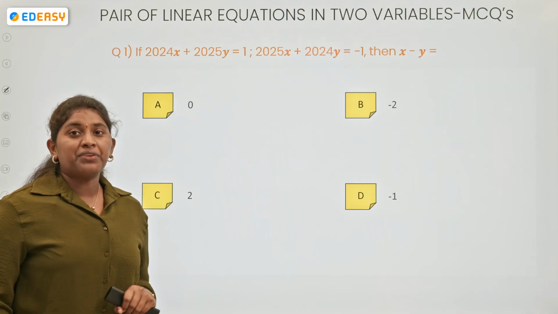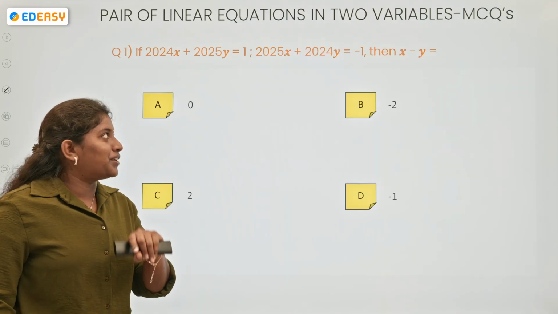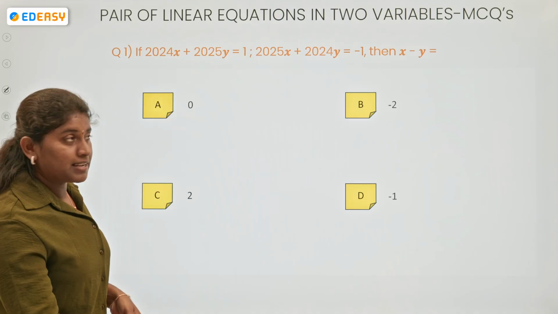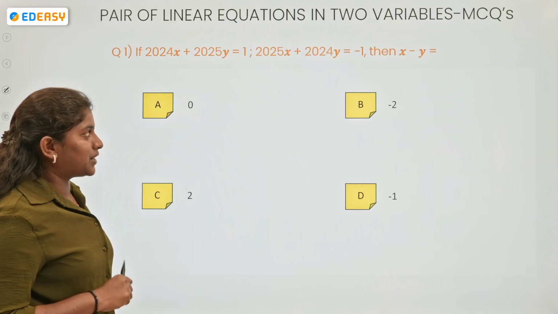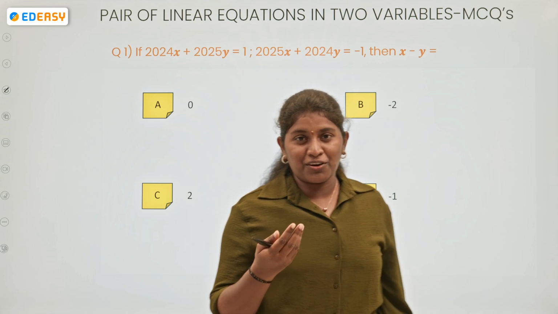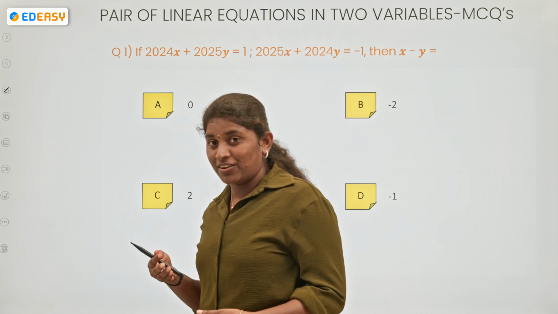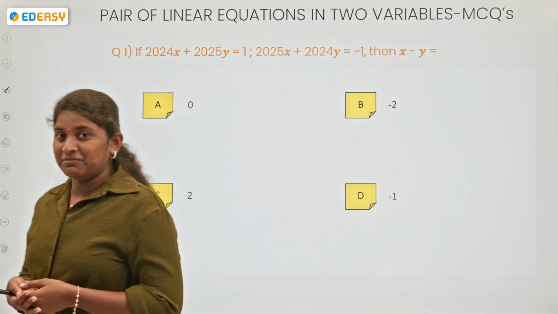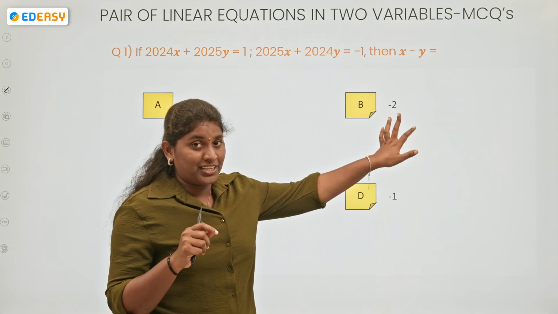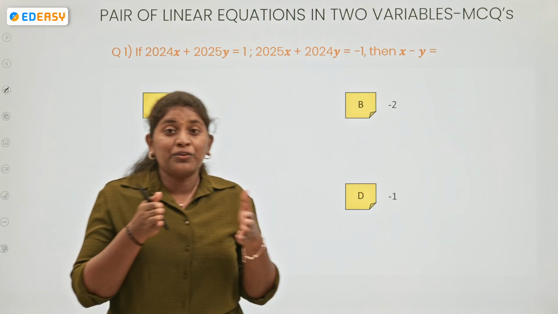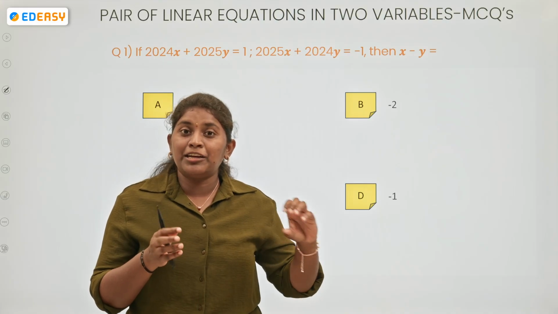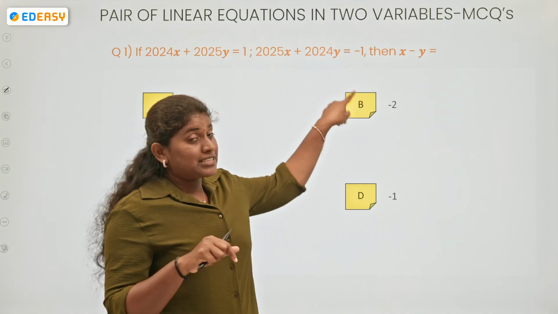Understood? If 2024x plus 2025y equals to 1 and 2025x plus 2024y equals to minus 1, then x minus y equals to. So are you thinking of any of your algebraic method like your substitution or elimination or cross multiplication? But see, here they are asking you to find the value of x minus y. They are not asking you to find the value of x or value of y. Okay, they are not asking you to find the independent values. They are asking you to find x minus y.